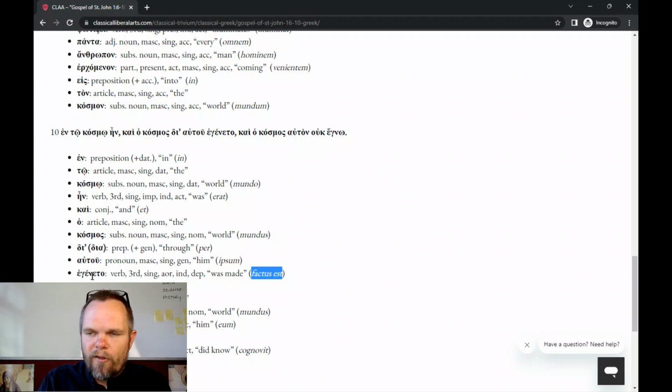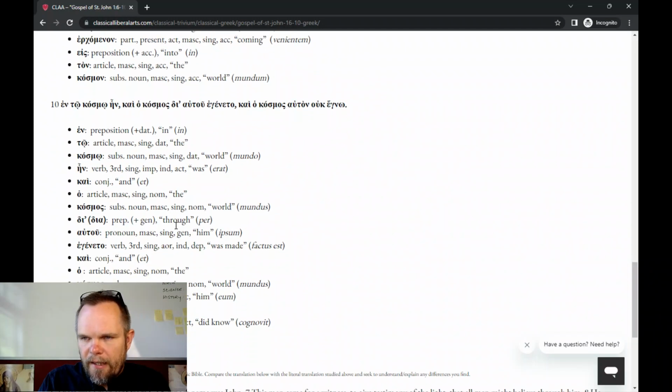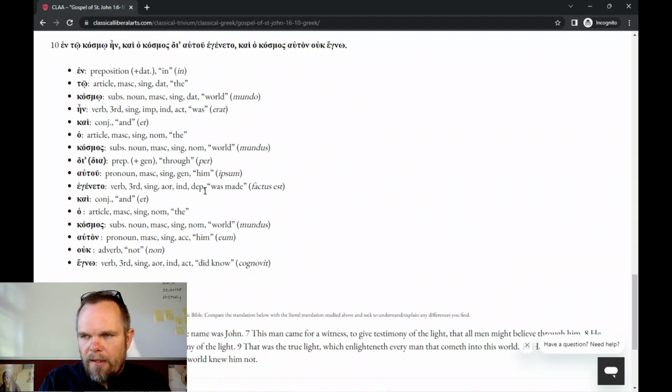Notice that same verb egeneto, we saw it at the beginning of this passage. We saw it here with a clearer deponent use with an active meaning. There came, or there was. There came a man sent from God. So egeneto there was translated there came. Down here in verse 10, we see the same verb translated was made. So we might want to correct this and say in this passage, egeneto is not being used in a deponent sense, but in a simple passive sense.